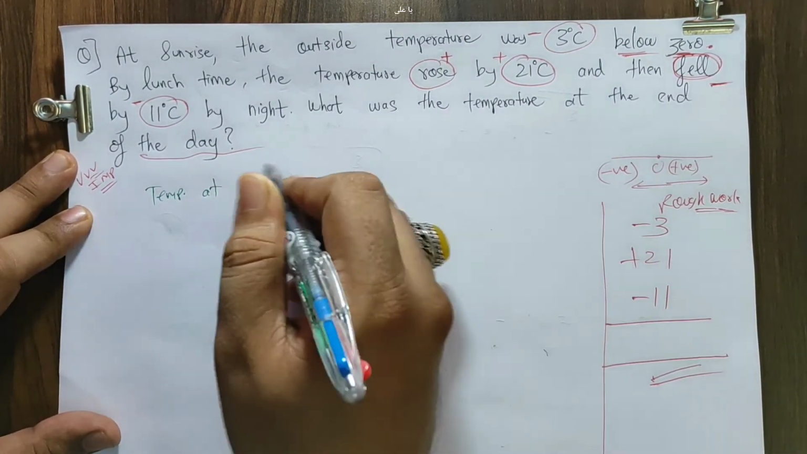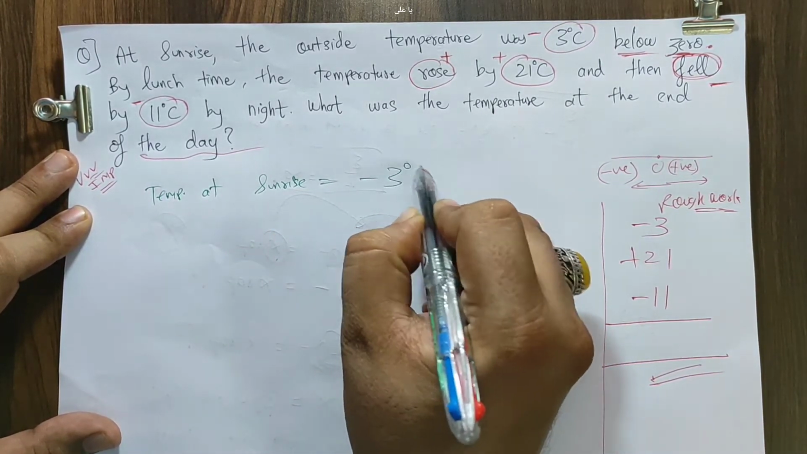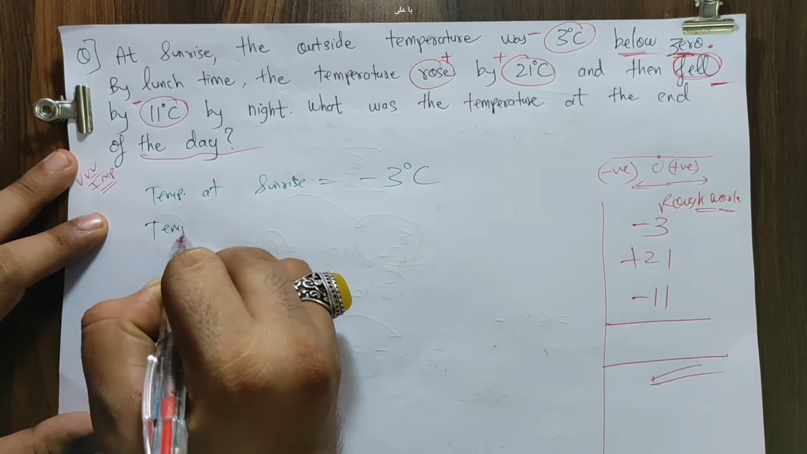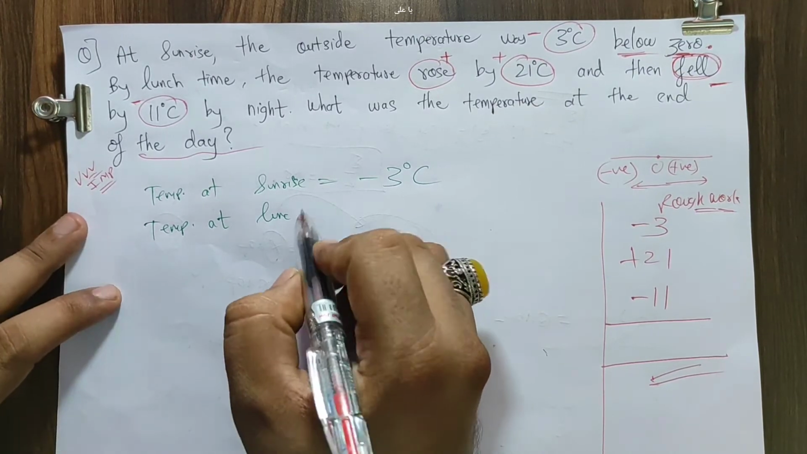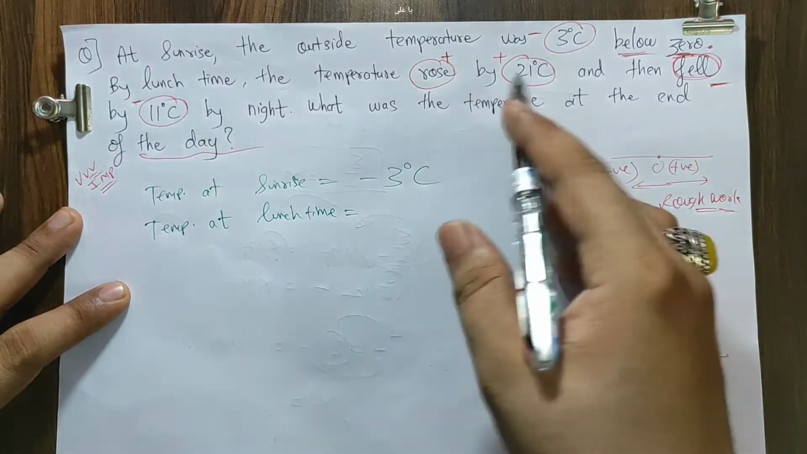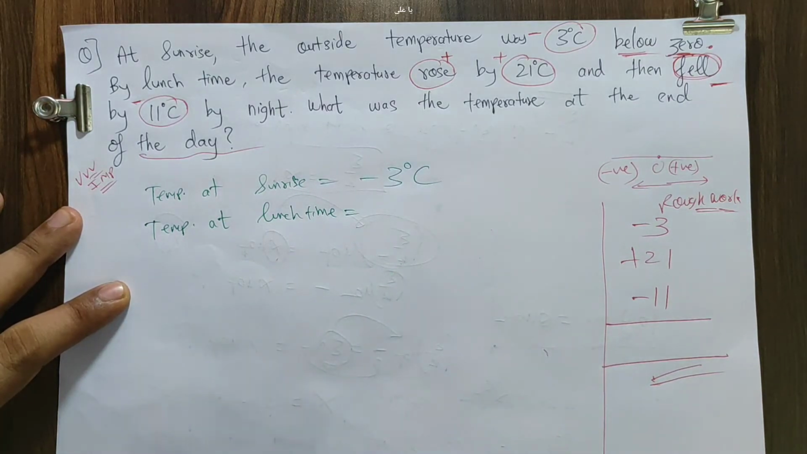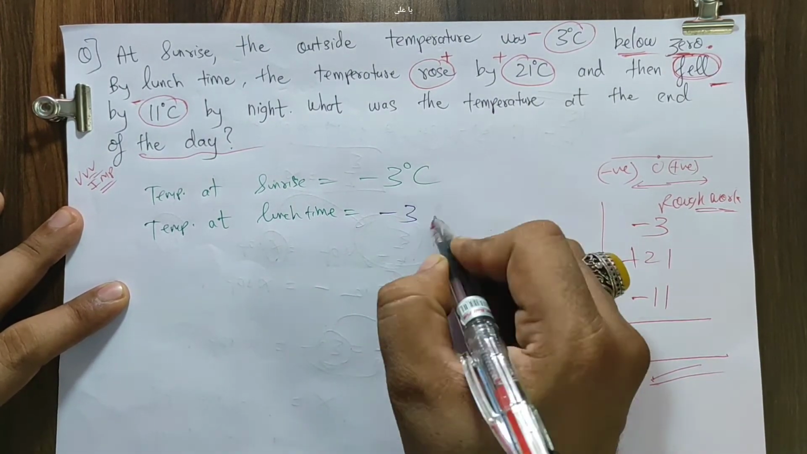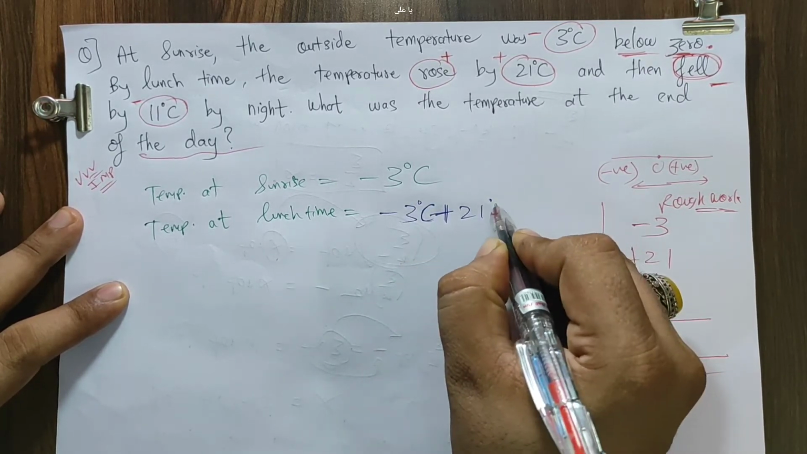Temperature at sunrise is how much? -3 degrees Celsius. Minus because the words below 0 were there. Okay. Then temperature at lunchtime will be how much? By lunchtime the temperature rose by 21 degrees Celsius. So initially at sunrise it was -3 degrees Celsius. Then what happened? It rose by 21. So -3 was initially there, then plus 21 degrees Celsius.